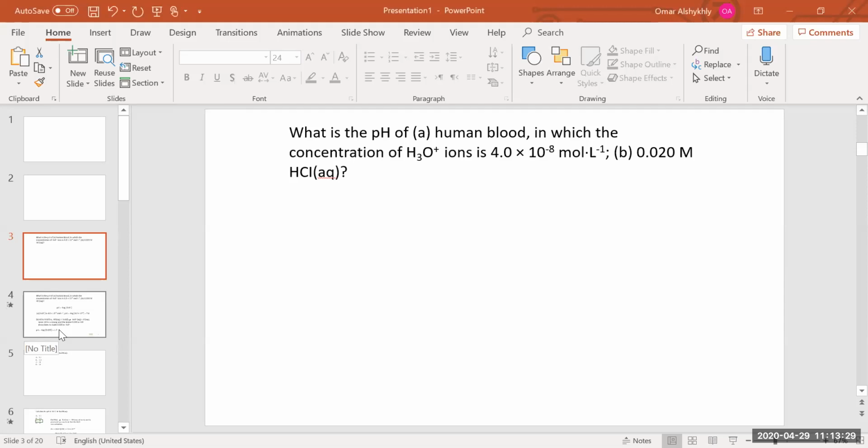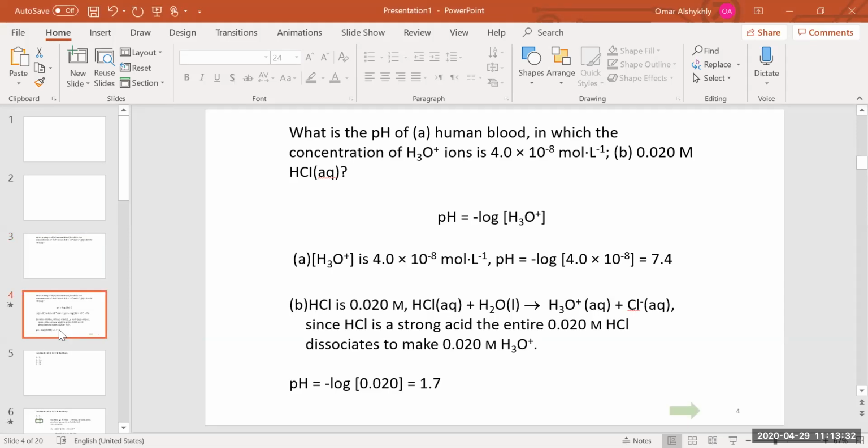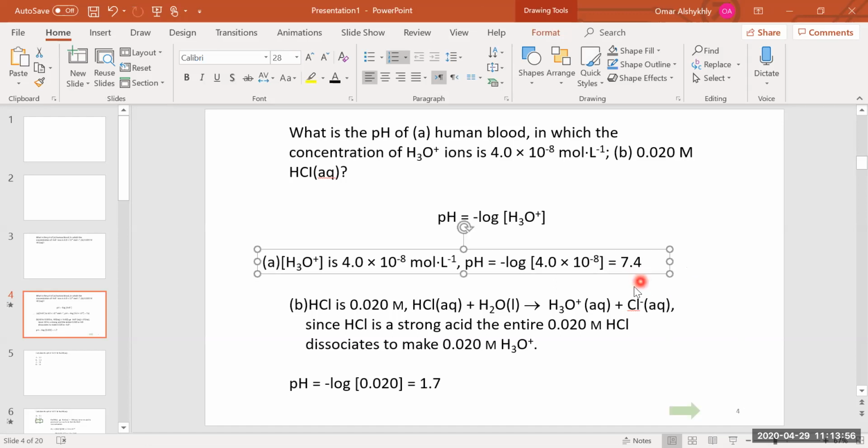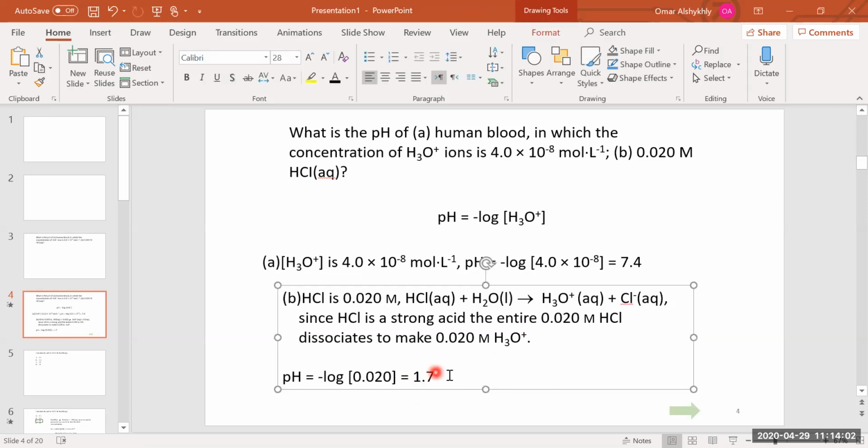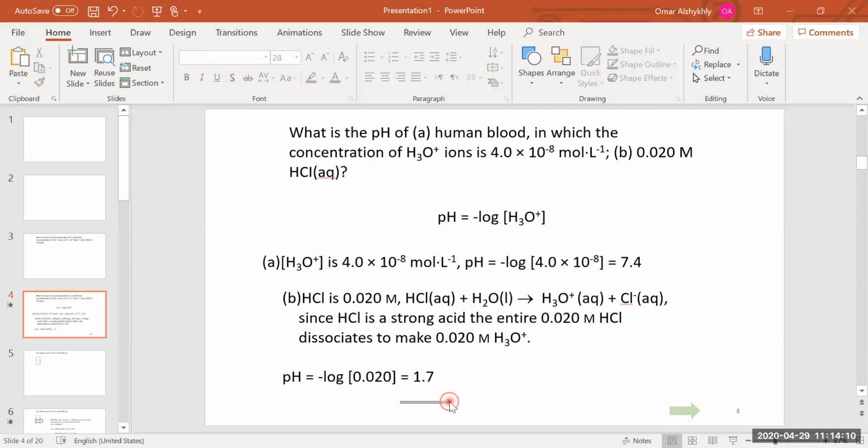With the weak acid, we will use the equilibrium expression. And look here, if I have the number, that's cool, we can put it here. So the pH will equal this equation, and the pH for the first solution in A will equal 7.4. And here, since HCl is a strong acid, the entire 0.020 molar will dissociate. And this is the pH.